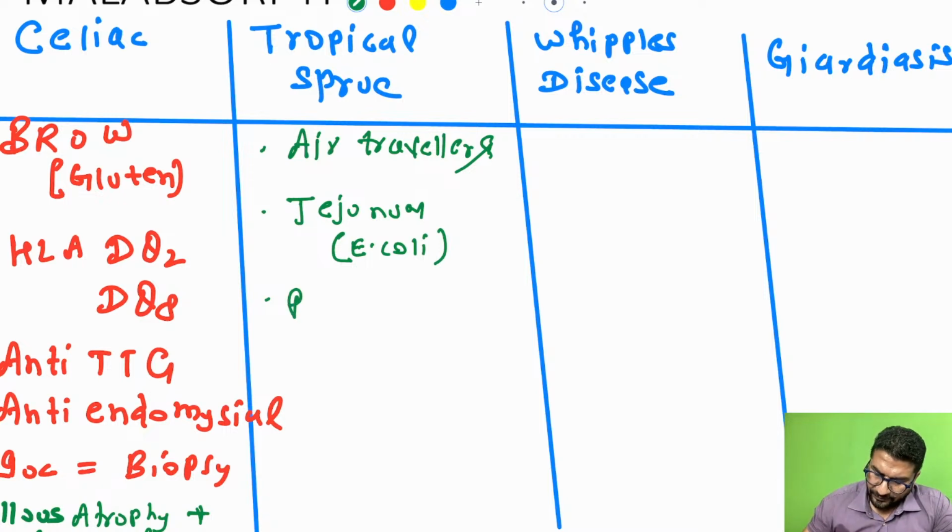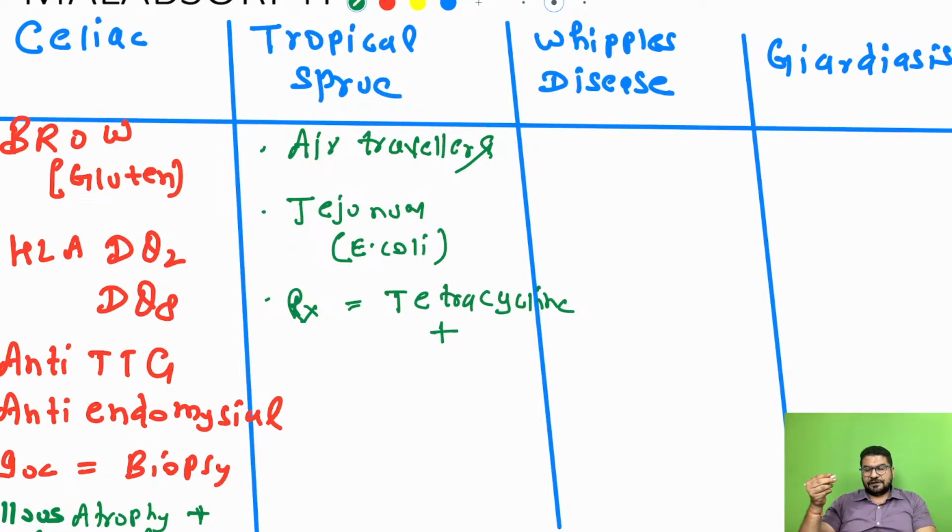अब ट्रीटमेंट में आपको क्या देना, you will use tetracycline. Tetracycline because जेजुनम में क्या होता है, जेजुनम what we see, you will see folic acid absorption impaired. तो आपको क्या होगा, फोलिक एसिड भी साथ में देना पड़ेगा. You have to give folic acid.